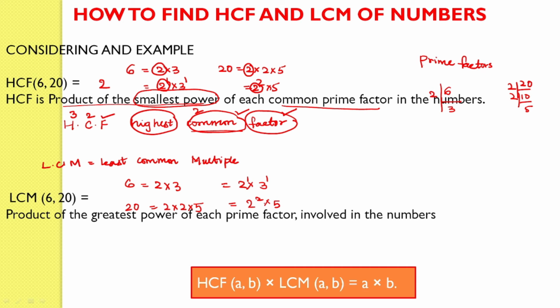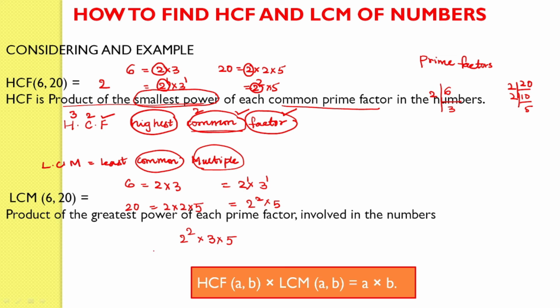Now if you consider the LCM, the highest powers are 2 square, then 3, then 5. So it is nothing but multiplying all the factors, and whatever is in common is taken once, but you multiply the highest power. So that is how you find the LCM of the numbers.